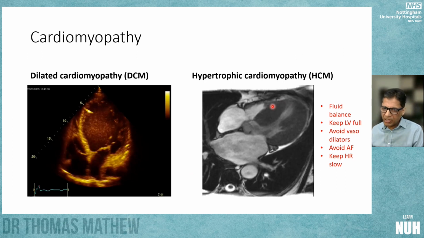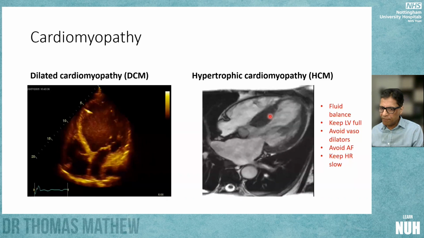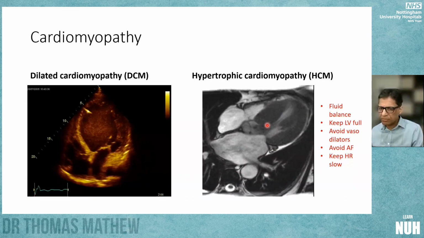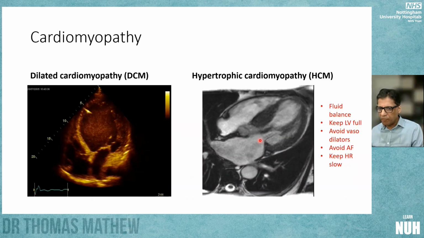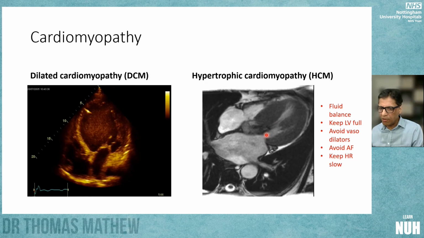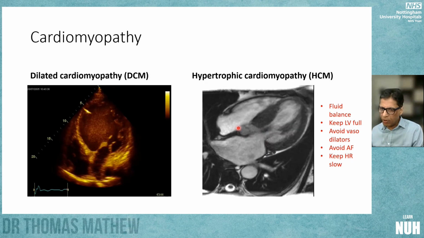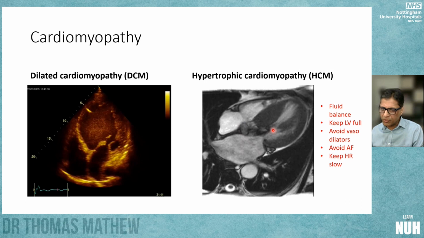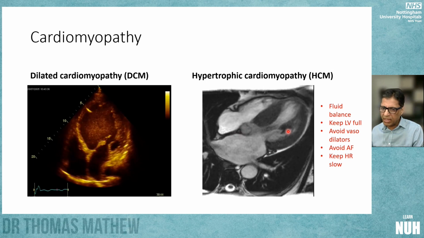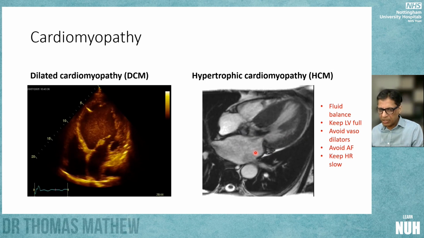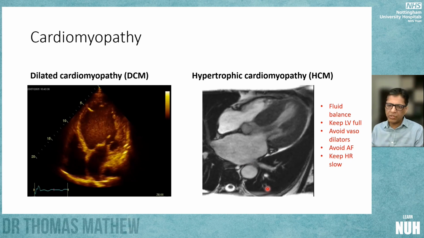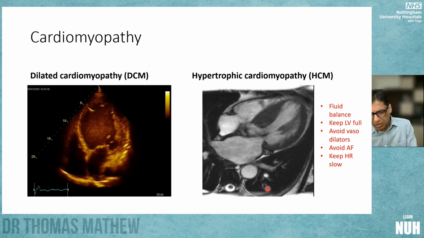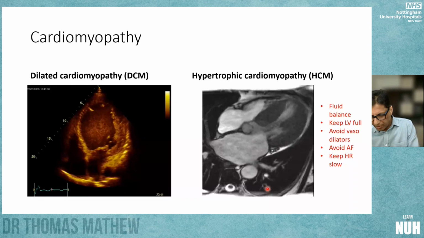Classically, they have asymmetrical septal hypertrophy, as you can see here, a thickened septum, which then causes what we call systolic anterior motion of the mitral valve, resulting in LV outflow tract obstruction. There is obstruction in the LV outflow tract, you can see here, and then secondary mitral regurgitation as well. Those are the classical features of hypertrophic cardiomyopathy, but not all patients will have all the features.